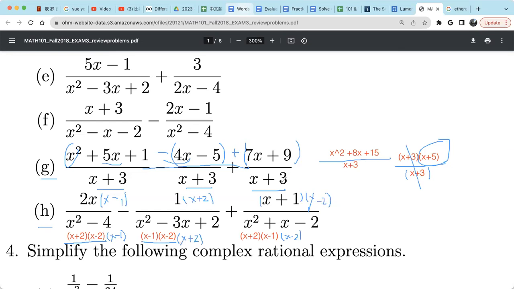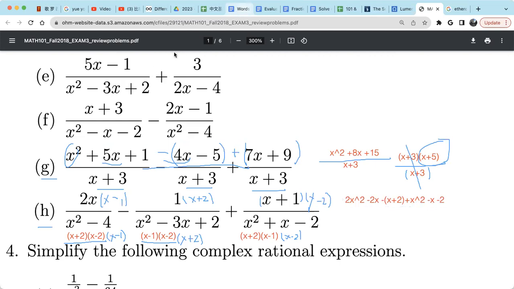The rest is just simplifying. Let's simplify. Simplify means to simplify the numerator. The denominator we want to keep in the factored form. Okay? We like it to be factored form. So the first one, we have 2x times x, that's 2x squared. Minus 1 times 2x, that's 2x. Then minus 1 times x plus 2, this is x plus 2. Then plus x plus 1 times x minus 2, that's x squared. Then 1x minus 2x is negative x, then minus 2.